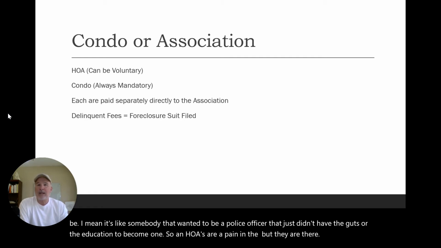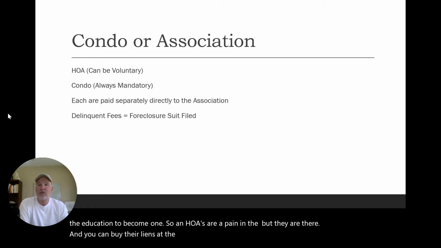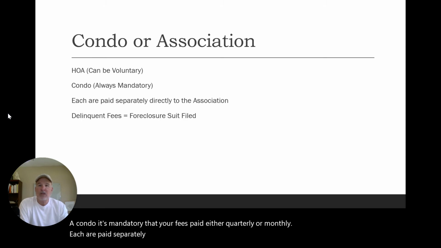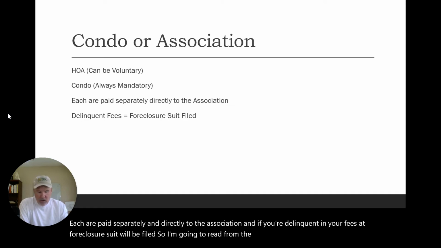And you can buy their liens at the sale. Same with condos. When you buy a condo, it's mandatory that your fees are paid either quarterly or monthly. Each is paid separately and directly to the association, and if you're delinquent in your fees, a foreclosure suit will be filed. So I'm going to read from the text now, and then I'll comment on it.